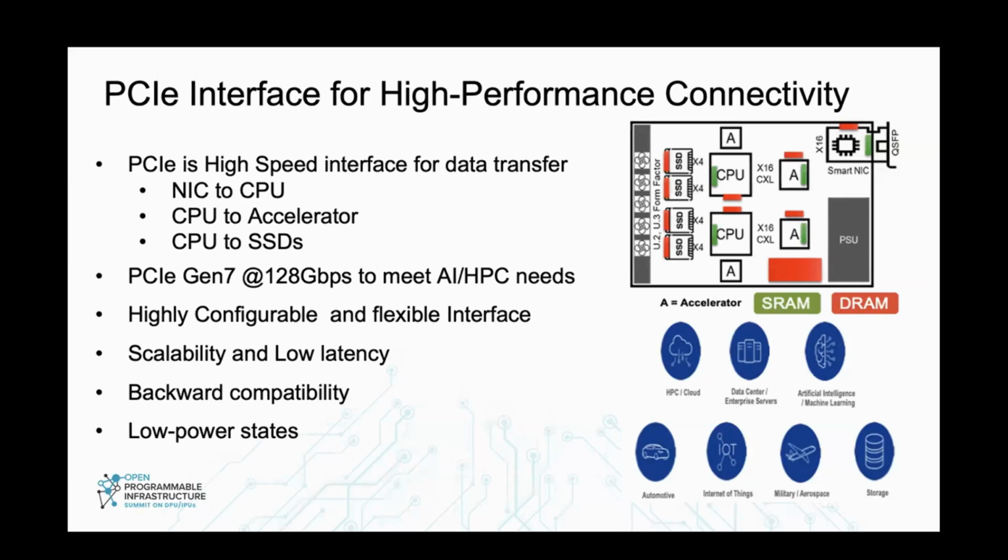The PCIe standard is backward compatible. Currently we are at PCIe Gen 7 running at 128 gigabits per second. Once we design the SoC for PCIe Gen 7, it has to be backward compatible. It should support PCIe 6 and down to Gen 1, which is at 2.5 gigabits per second. PCIe also supports low power states. For example, if you're not using the link, we can power it down and save power during the idle states.